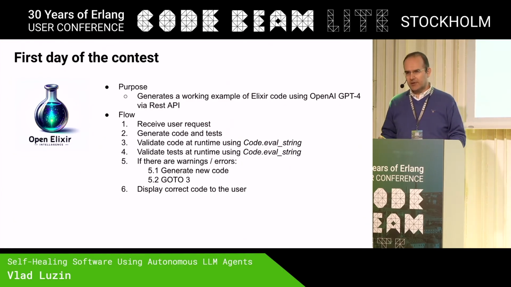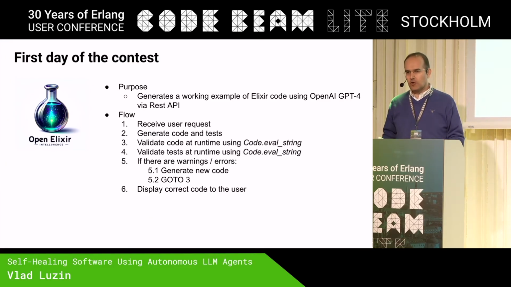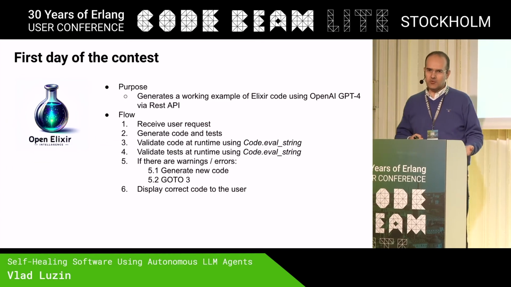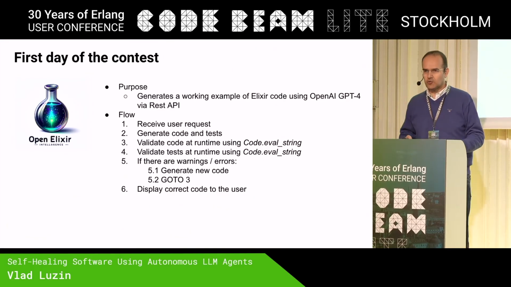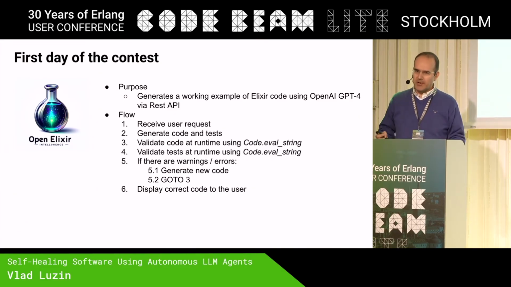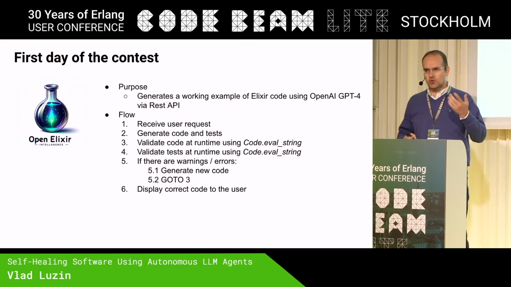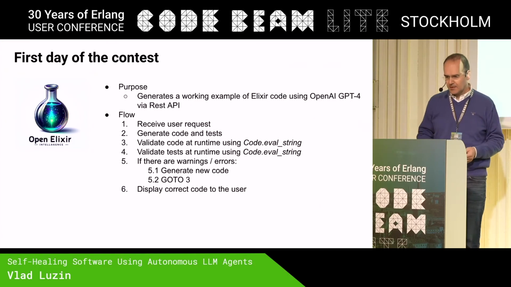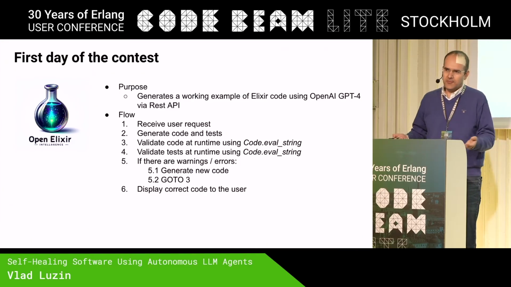And then it uses the built-in capabilities of Code.eval_string that compiles and evaluates code at runtime. And I capture all the warnings and the errors. And if there are any, I ask an LLM to generate the new and updated code. And we go to step 3. And this happens automatically. It doesn't require me to copy-paste the code, to copy-paste the errors, and etc. Basically, the LLM loops until it finds the correct solution, and it gives it to me. So this was the first day of the contest. I did it much faster than I expected.